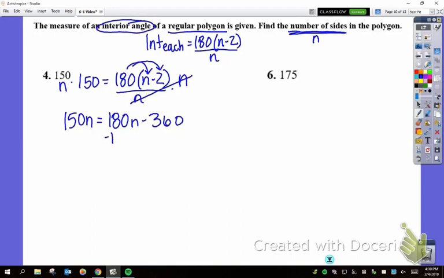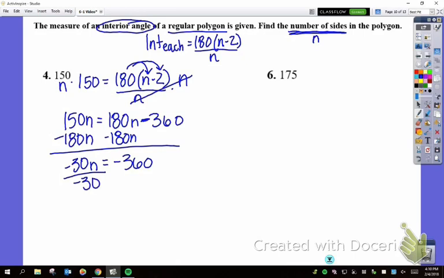Okay, we're going to subtract 180n on both sides. Okay, and we get negative 30n equals negative 360 because this minus sign is attached to that 360. And then we're going to divide by a negative 30 on both sides. Okay, when we divide a negative by a negative, we get a positive. Okay, and 360 divided by 30 is going to be 12.